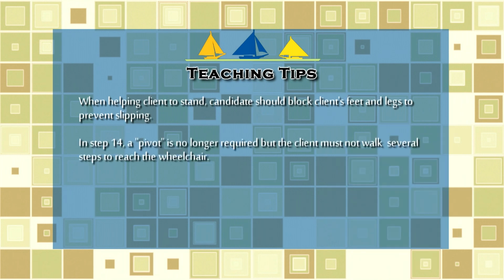In step 14, although pivot is no longer required, the client is not able to walk several steps to reach the chair. The chair must be positioned close enough that the client can stand, turn, and sit. In step 16, the belt must be removed now. Used to be able to remove it at any time, but now it has to be removed in step 16.